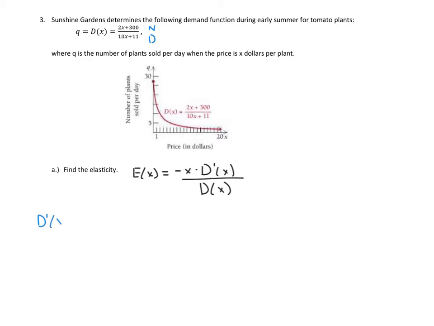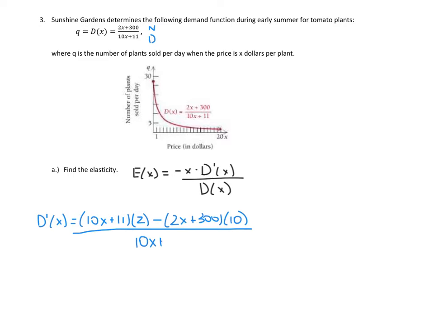So D prime of x is going to look like, first we take the denominator, which is 10x + 11, times the derivative of the numerator. The derivative of the numerator is 2, minus the numerator, so minus (2x + 300), and that's multiplied by the derivative of the denominator. The derivative of the denominator in this case is 10. And then quotient rule, we divide by the denominator squared. So we have (10x + 11) quantity squared.